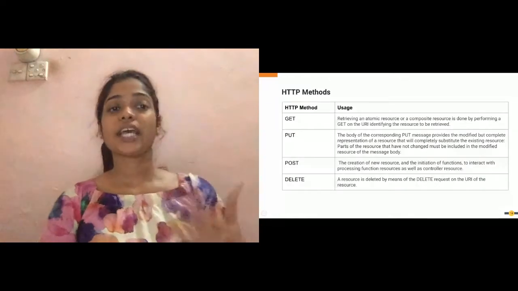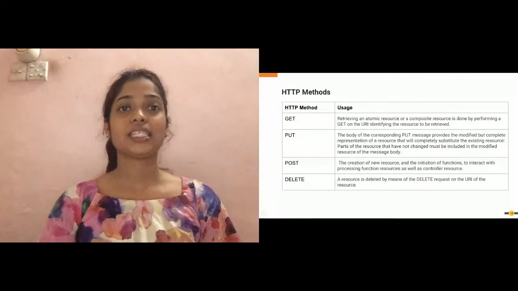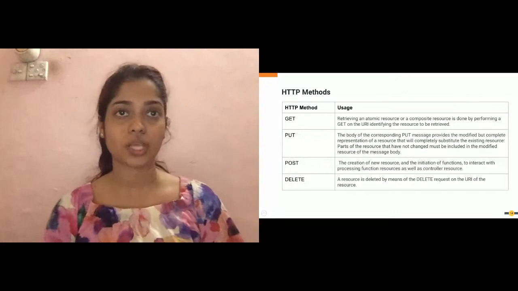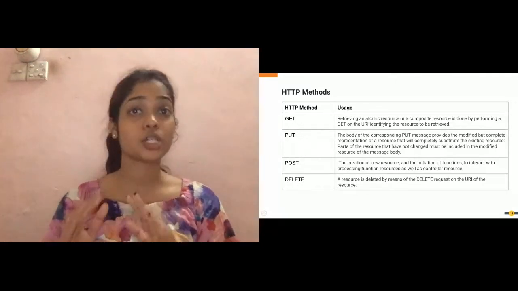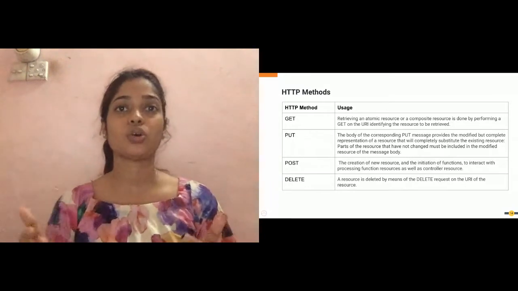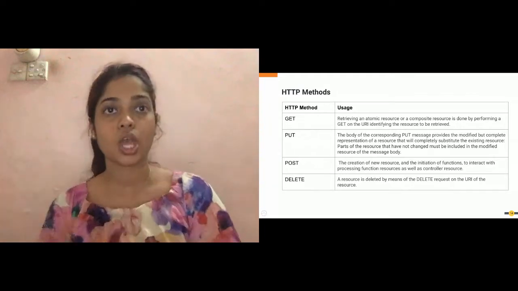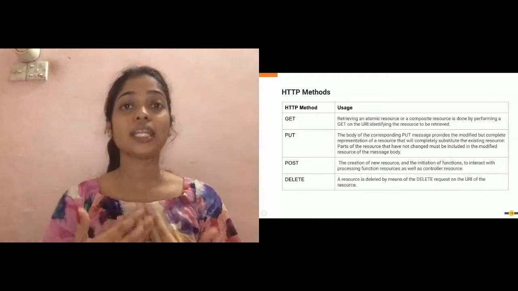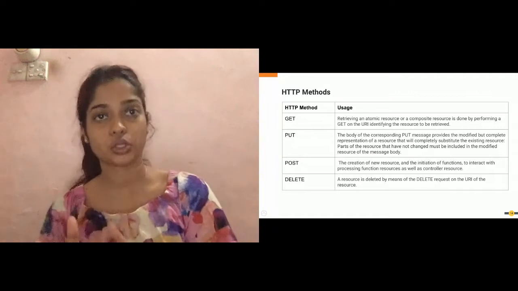So let's have a detailed look at these HTTP methods. Get in HTTP as well as in the REST style is specified as a safe and idempotent request. An API using the get method must not produce any side effects. Retrieving an atomic resource or a composite resource is done by performing a get on the URI of your specific resource. If you want to retrieve a subset of resources of a certain type, that is also done by performing a get on the URI of the collection of your resource.